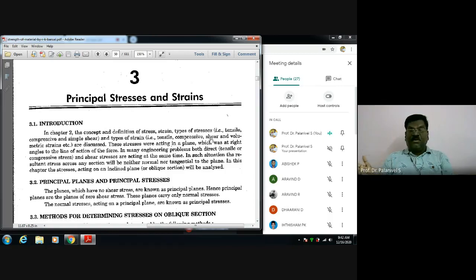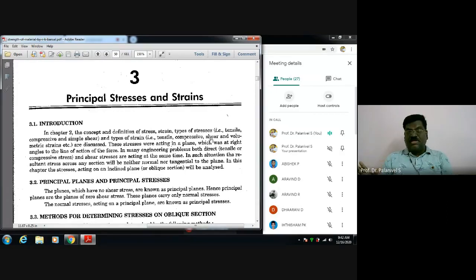Now the perpendicular plane you are considering is subject to only normal stress, isn't it? The plane which is perpendicular to the direction of loading is subject to only normal stress. In that plane the shear stress is zero. So if a plane is free from shear stress, we call that stress a principal stress. So what you are computing as P by A in the usual way is nothing but principal stresses. That plane doesn't have any shear stress. It has only normal stress.